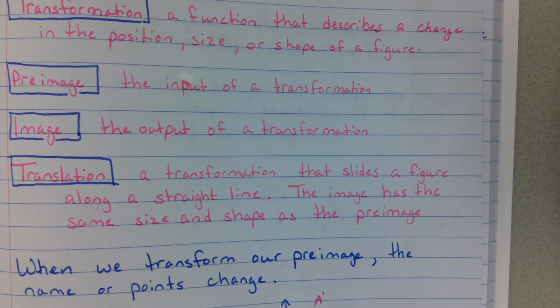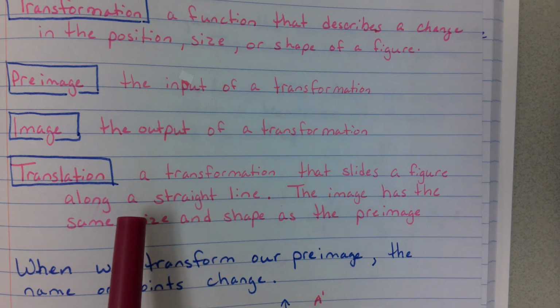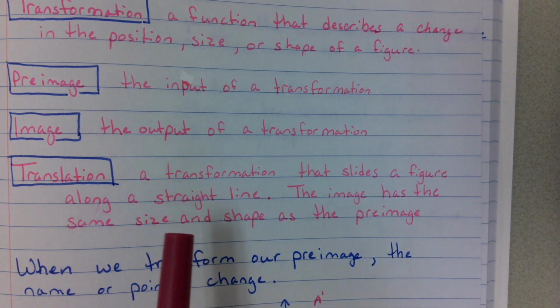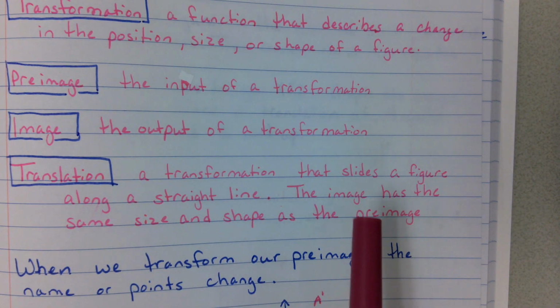That is a transformation that slides a figure along a straight line. The image has the same size and shape as the pre-image. So we're only moving it either right or left, or up or down, or maybe diagonally. It's going to go a little to the right and a little up.